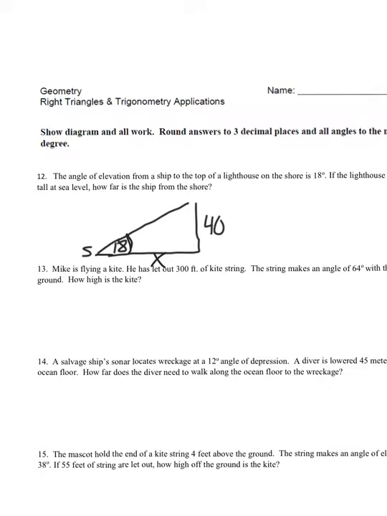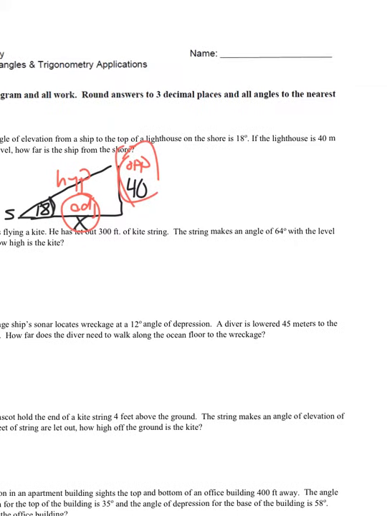We have opposite, hypotenuse, adjacent. Opposite and adjacent are the two sides that are giving you information. So we have tangent, and the tangent of 18 equals the opposite 40 over the adjacent x.